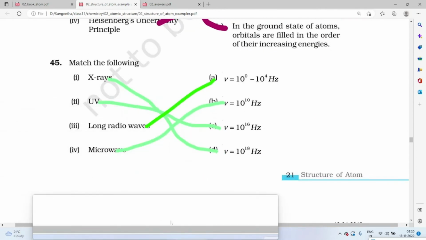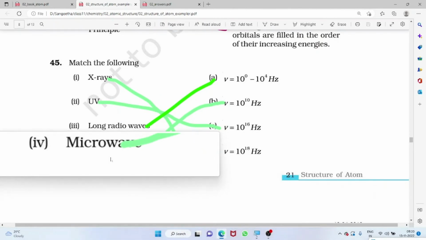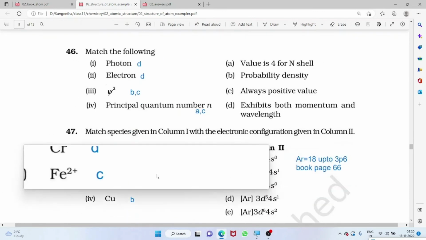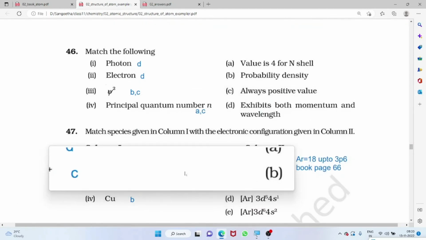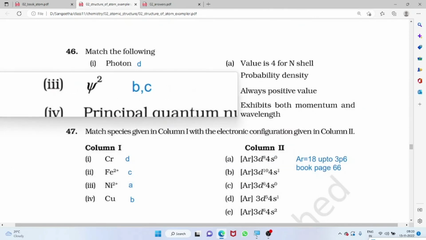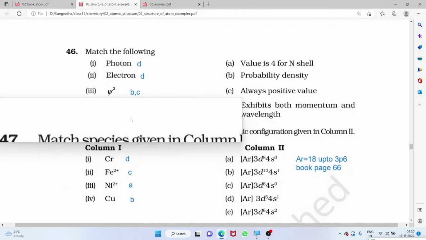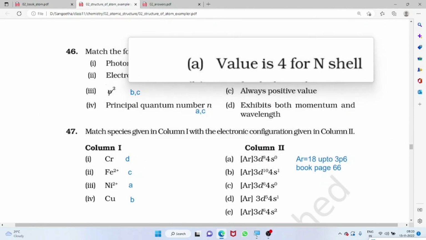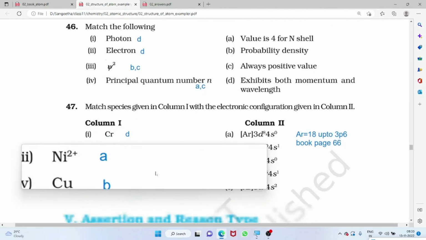Okay, match the following: X-rays, frequency, ultraviolet rays, long radio waves, the microwaves. Match the following: photon exhibits both momentum and wavelength. Electron exhibits both momentum and wavelength. The probability density is always a positive value. Principal quantum number n means n can have any value. So A4 is also the principal quantum number, and C is always a positive value. That is correct.